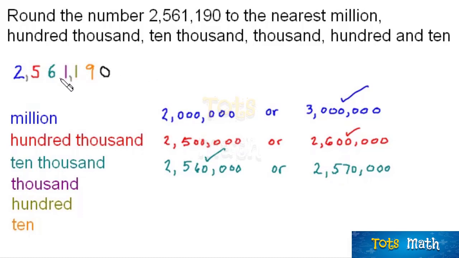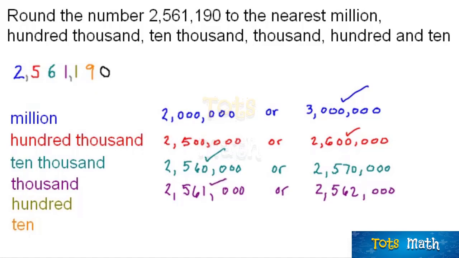The digit in the thousands place is a 1. That means we're going to either round our number down to 2,561,000 or we're going to round up to 2,562,000. And again, to help us decide, we need to look at the digit in the next place value. That's the hundreds place. And the digit there is a 1. And that's less than 5, so we're going to round down.